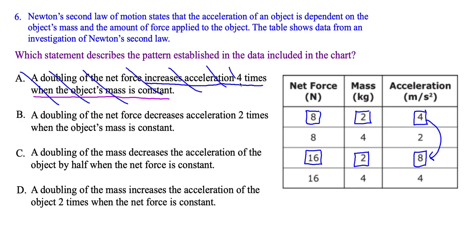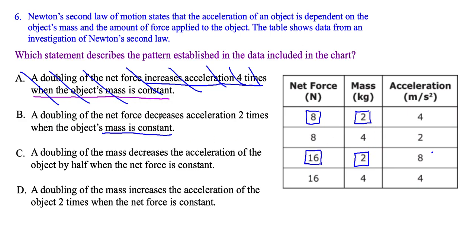I'm just going to continue this process here. Let's erase this. Let's look at the next one. Again, I'm going to read it backwards. The mass is constant, so I'm going to stick with these two. They're constant. There's a doubling of the net force. Yes, that occurs here to here. The net force is doubled. When I double 8, I get 16. And the 2, that's constant.